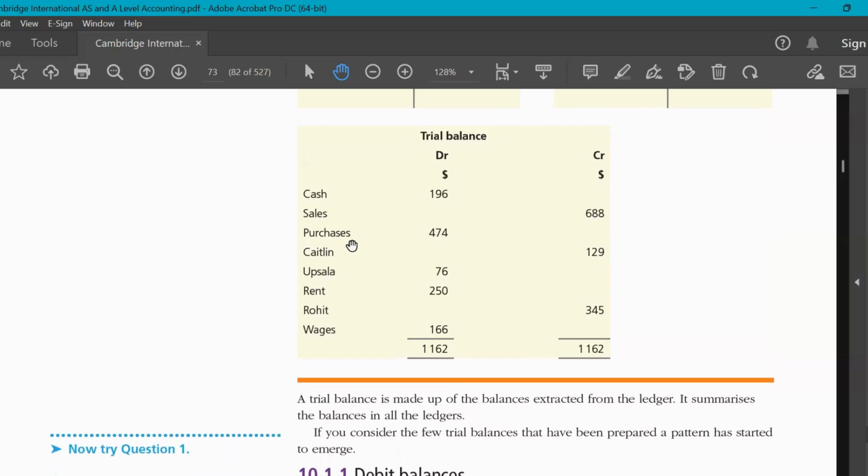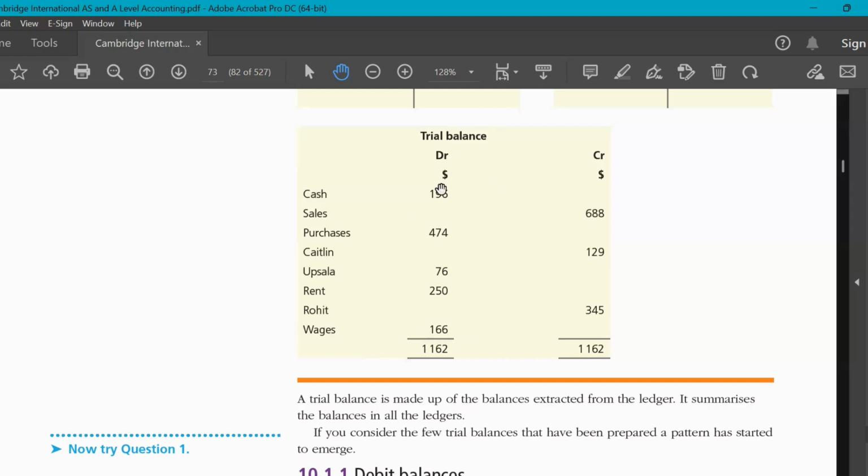Purchases, like all the purchases, every time that you buy something, it becomes an expense. Again, in that situation, purchases is considered a debit. Okay. Caitlin, on the other hand, was your liability. So any liability will be on the credit side. Upsala owes something, so it's your receivable. Rent is an expense. Rohit, you owe something to Rohit. It's 345, and the wages would be the final account here, 166.